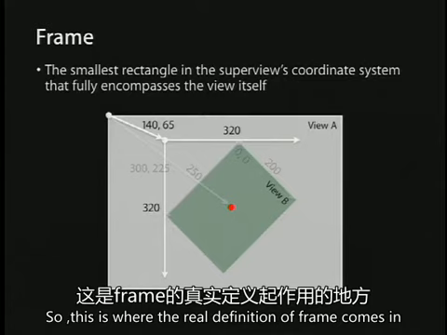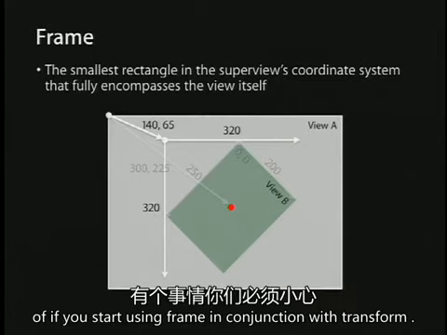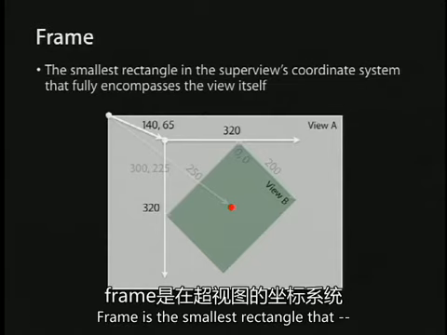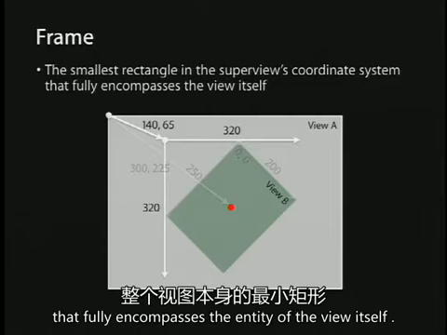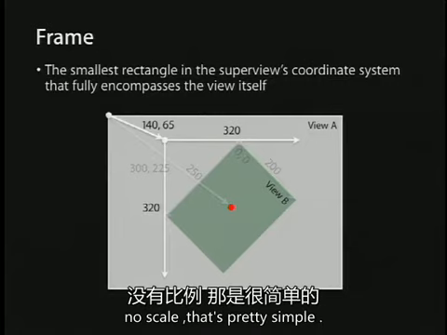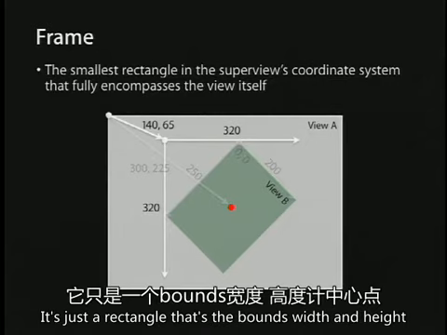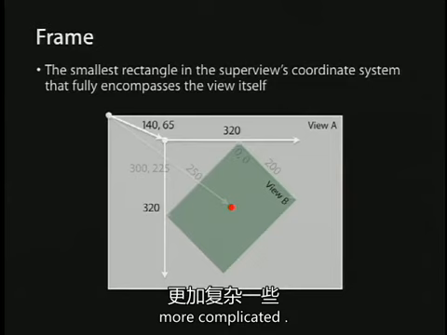This is where the real definition of frame comes in. And one thing that you actually have to be careful of is if you start using frame in conjunction with transform. Frame is the smallest rectangle in the superview's coordinate system that fully encompasses the entirety of the view itself. So if there's no transform, no rotation, no scale, that's pretty simple. It's just the rectangle that's the bounds width and height with the center point used to calculate the rectangle of the view. When you've got a rotation, then it gets a little more complicated.